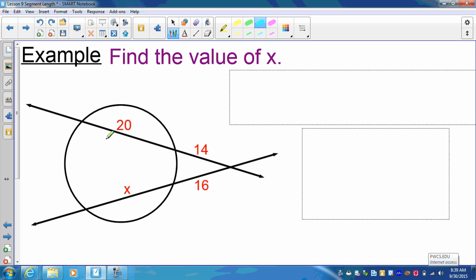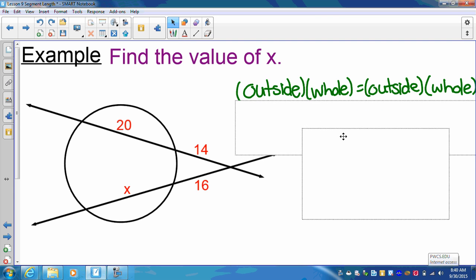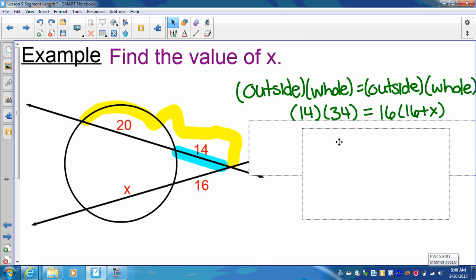So here I have two secants. I'm going to first start with my formula, outside times whole equals outside times whole. And the outside of this top secant is 14. The whole thing is going to be the outside plus the inside. So the whole thing is 20 plus 14, which is 34.